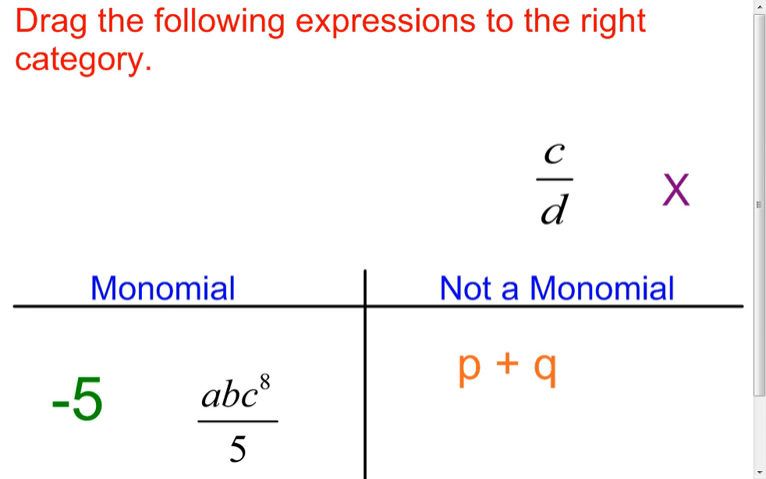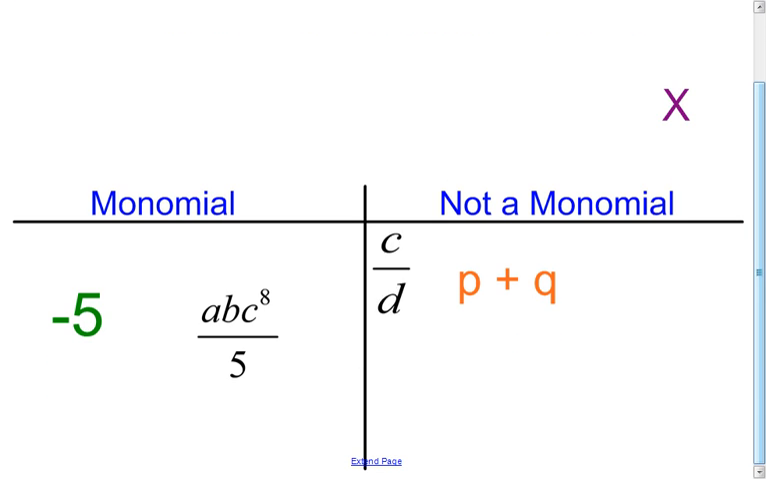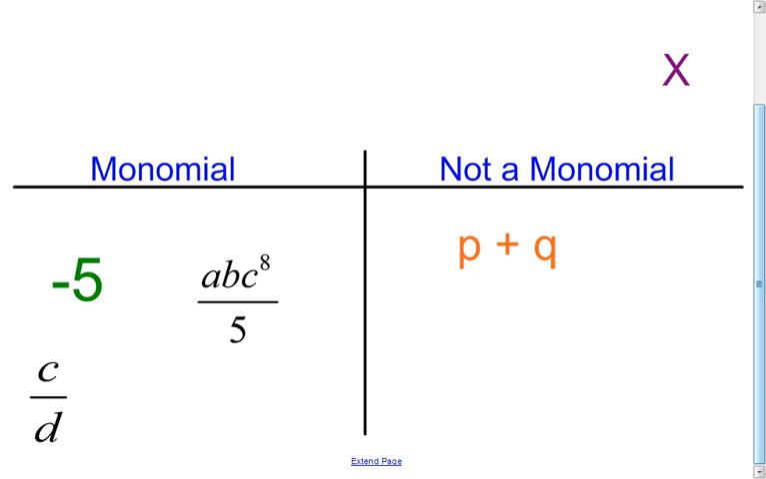In the next one, C divided by D, it looks like it is not a product, but remember when you divide by D, it is the same as multiplying by 1 over D. So this is really C times 1 over D, which is also a monomial. So I'll put that down here. And then X, of course, is just one term, and it is also a monomial.